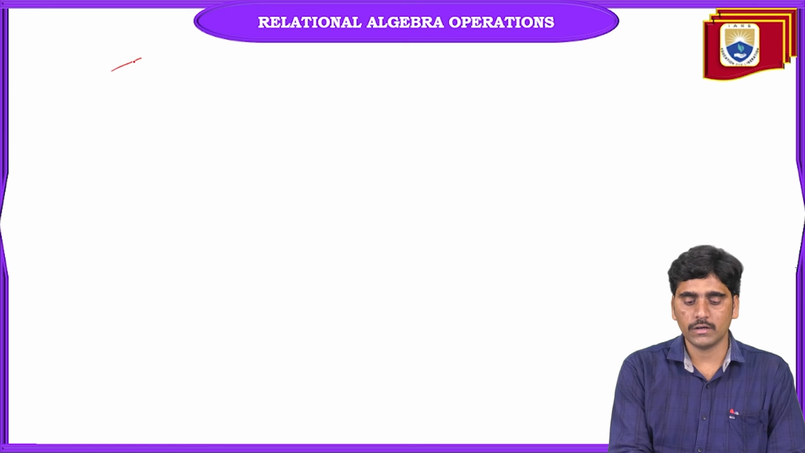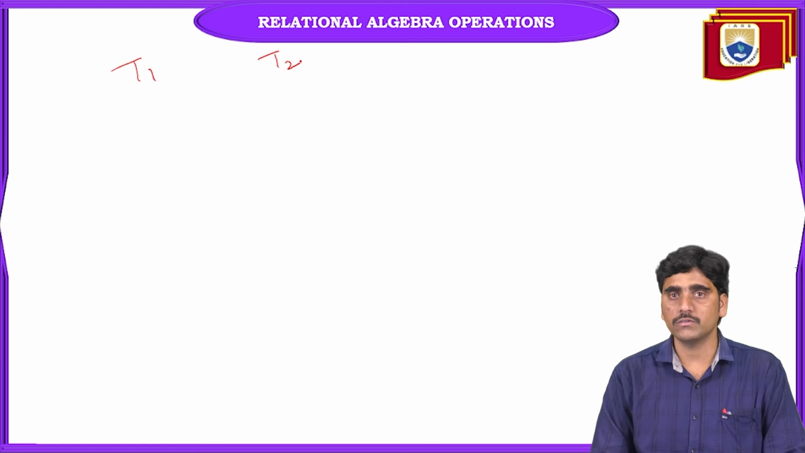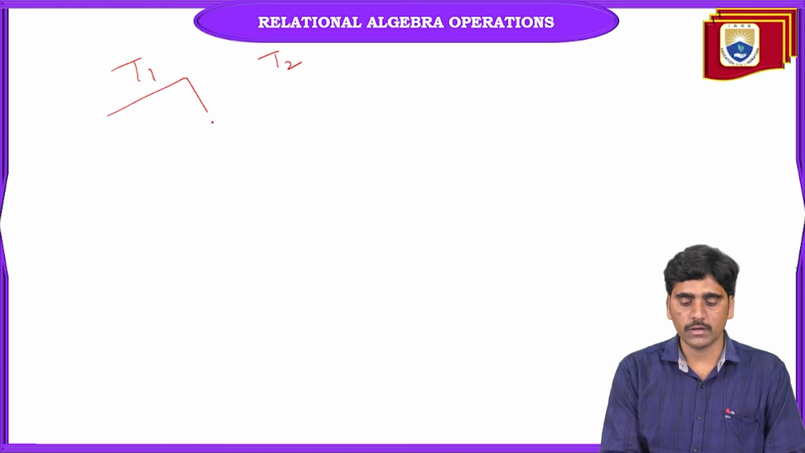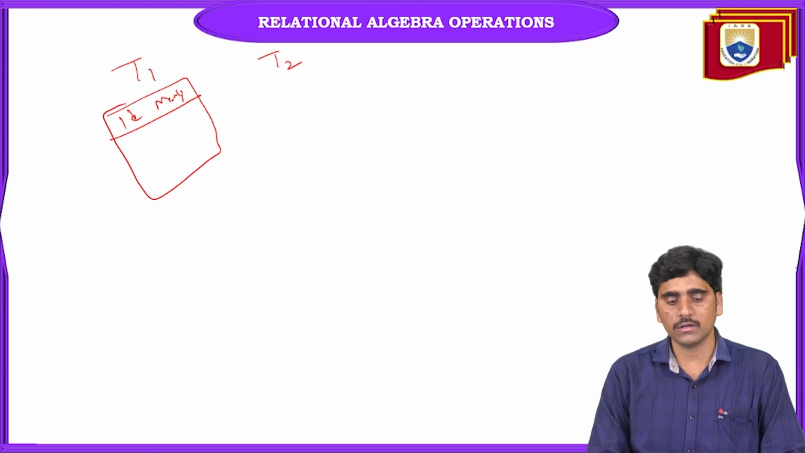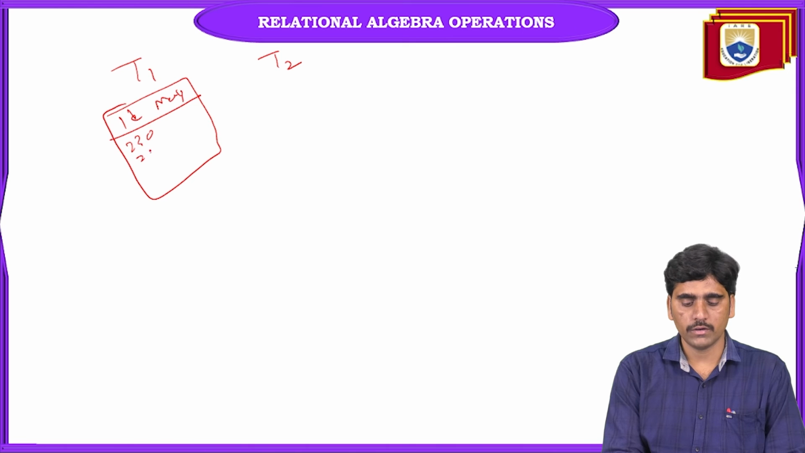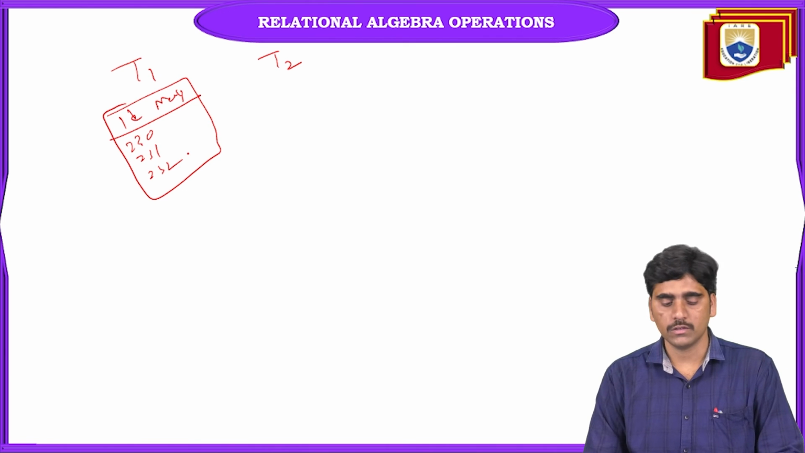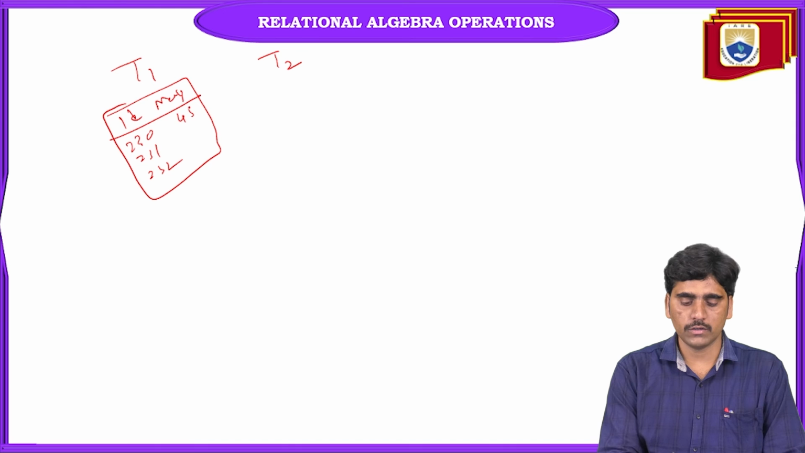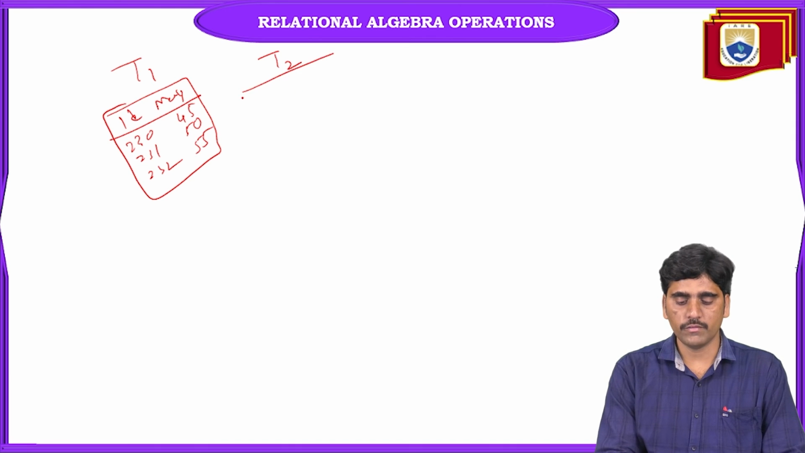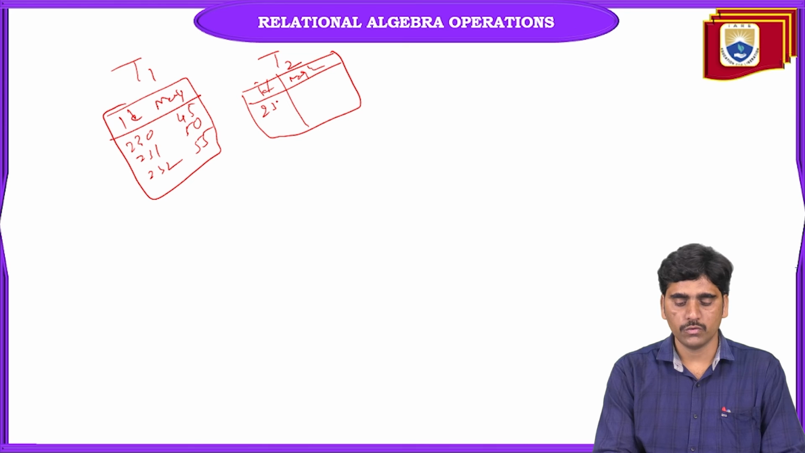Suppose we take one table T1 and another table T2. The T1 table contains ID and marks. The IDs are 230, 231, 232. These are the three values. 230 has marks 45, 231 has marks 50, and 232 has marks 55. In the same way, T2 also contains ID and marks. Here I have 232 with 55 marks, 233 with 56 marks, and 234 with 57 marks.